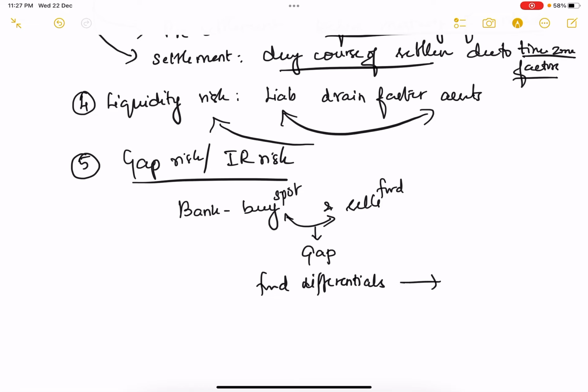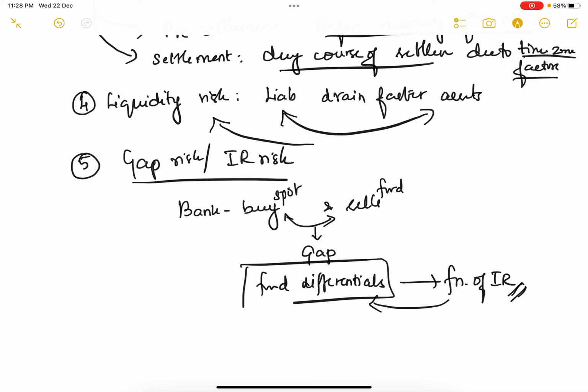So this forward differential is a function of interest rate, which means that a change in interest rate will change the forward differentials. So a movement in interest rate will tend to a change in the forward differentials. Therefore, the risk out of adverse movement of interest rate differential is known as interest rate risk.